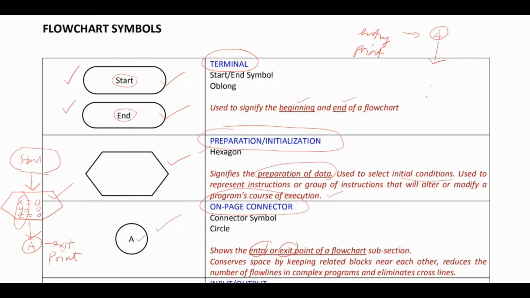If you are not using an on-page connector, most likely you would do it like this, then continue. This is not a good practice. We call this a cross line, and it doesn't look nice to the eyes, and it makes the flowchart complex. It reduces the number of flow lines. So to avoid this from happening, we need to use an on-page connector.